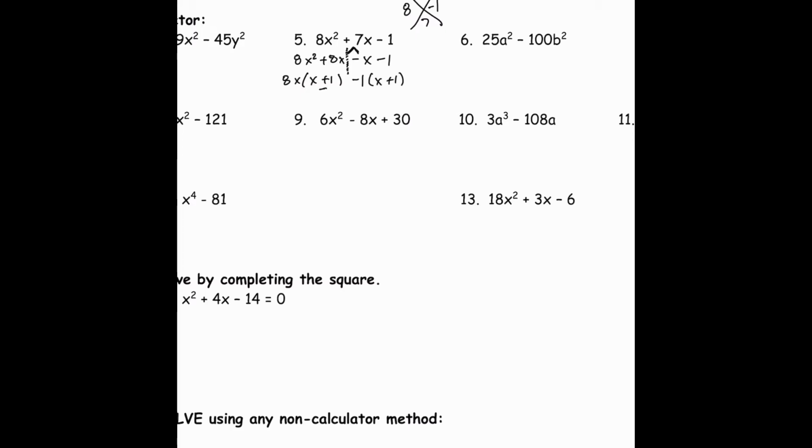So notice, since the insides of the parentheses match, that's how we know we're on the right track. The factors are going to be the outside parts, 8x minus 1, and then the inside parts, x plus 1. Here are the factors. If you FOIL this back out, we'll get the original question, 8x squared plus 7x minus 1.